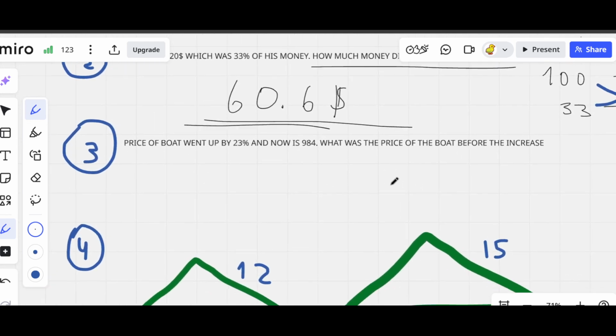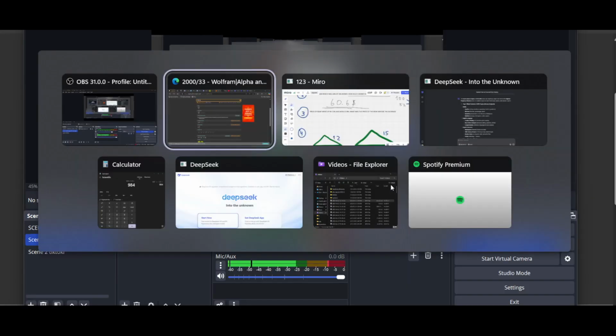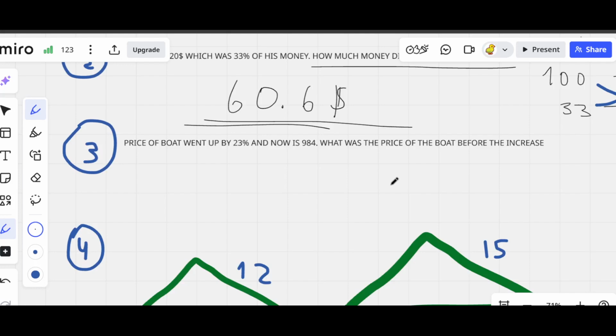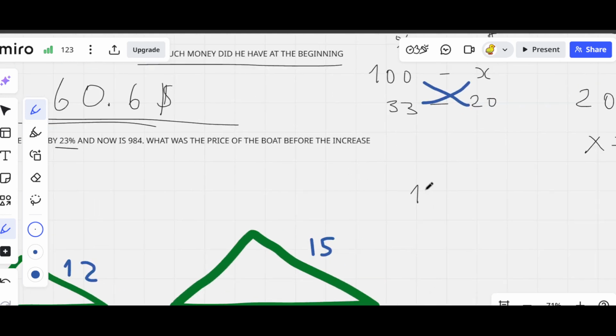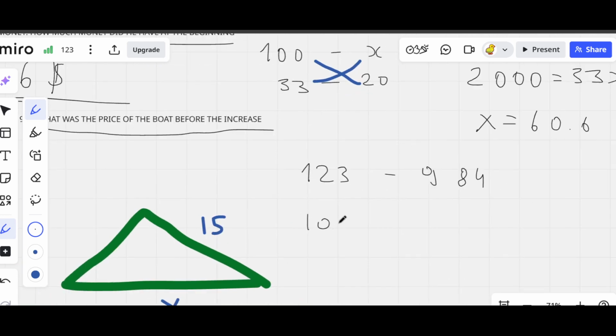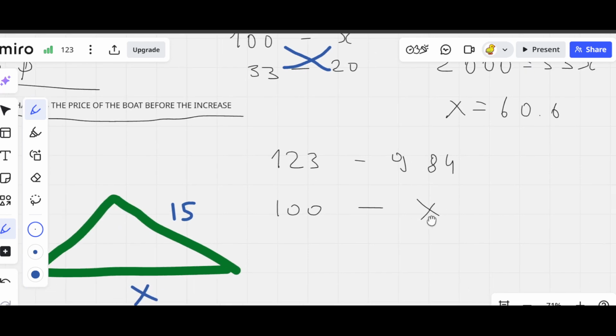All right. Third question. This is a different one. You don't have this in your revision, but we'll just do it because it's a very common question. So the price of a boat went up by 23% and now is 984. So after a 23% increase, now it's 123%, and that is the 984. And the question is, what was the price of the boat before the increase? So what was the 100%? This is what we are looking for.